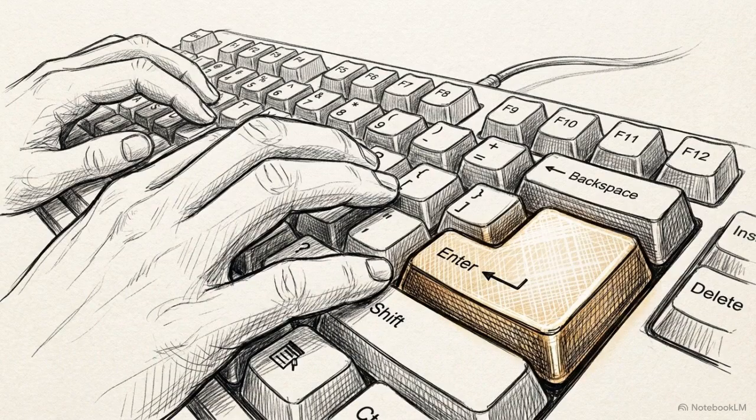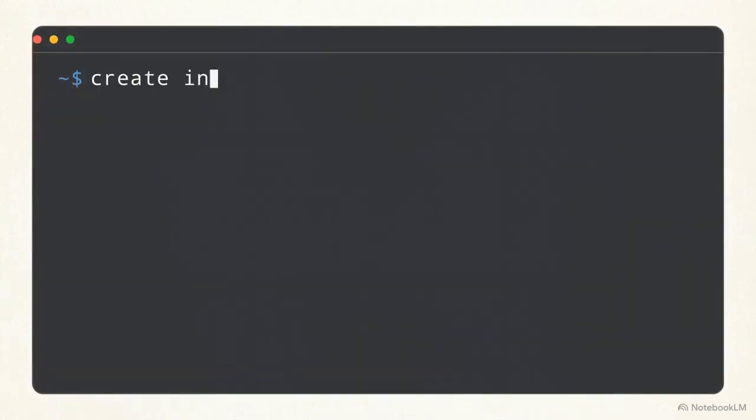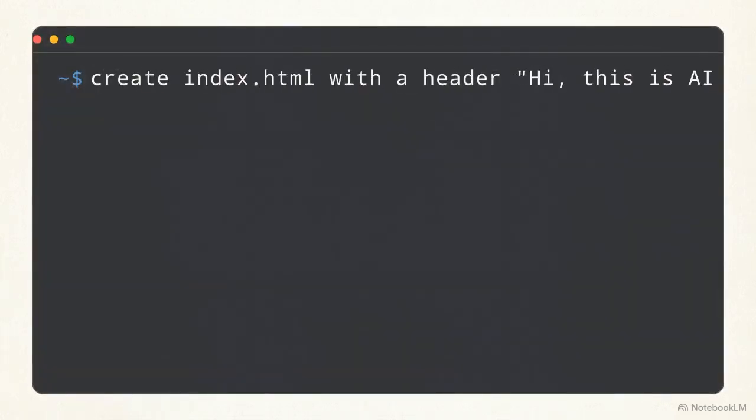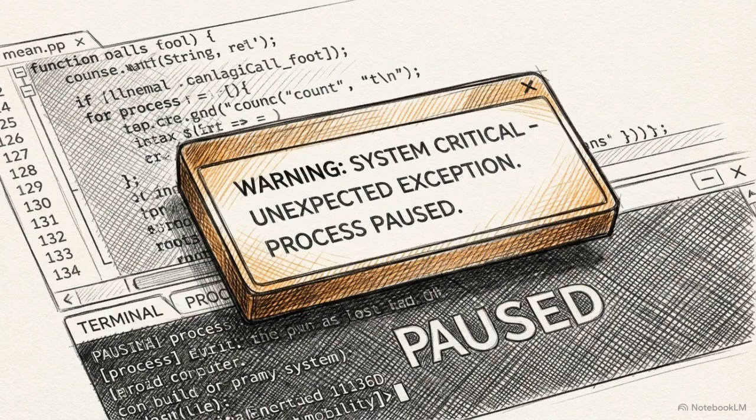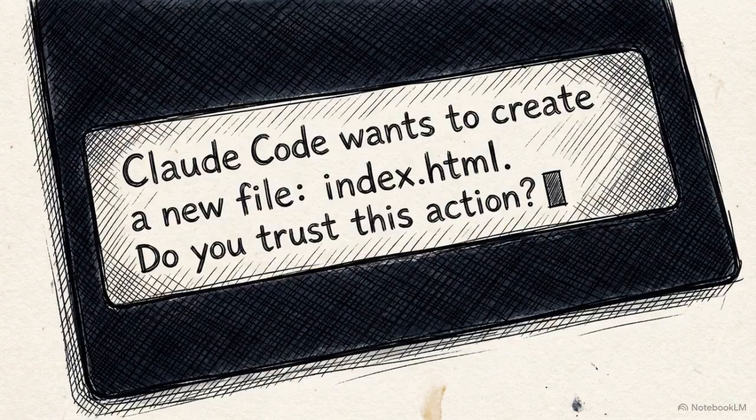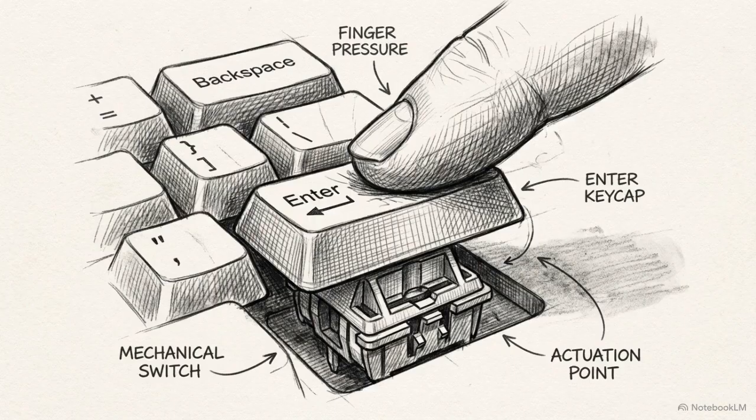Let's execute a live test to prove the offline system is functional. In your terminal, command the local agent to create a new index.html file with a specific welcome header. The system will pause to show a security prompt. This is a vital safeguard that prevents the AI from making unauthorized changes. Simply type yes to permit the file creation.